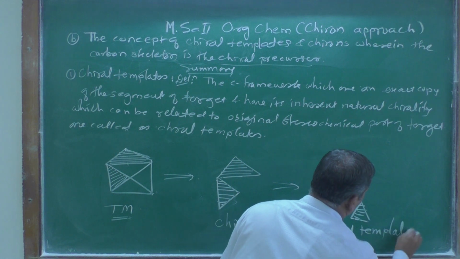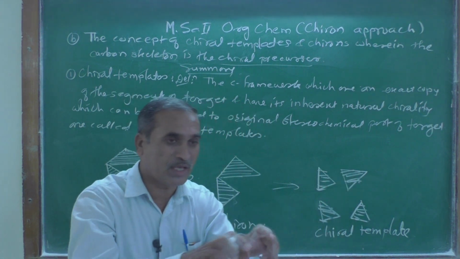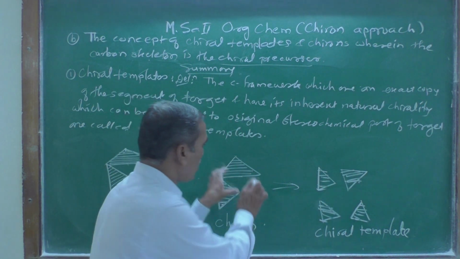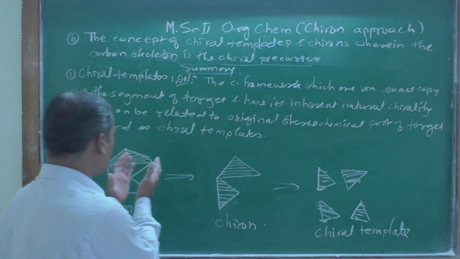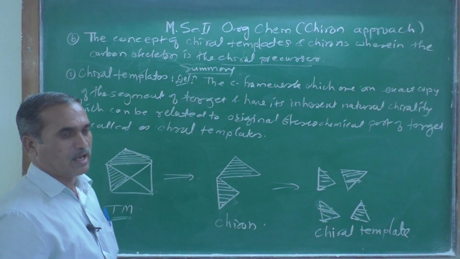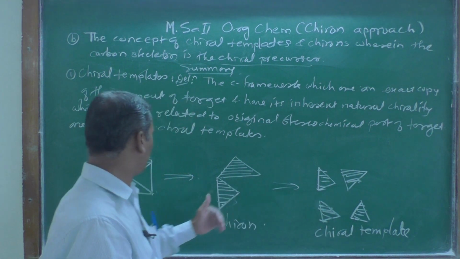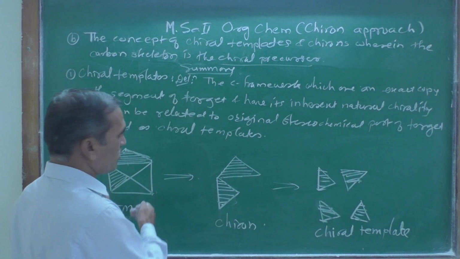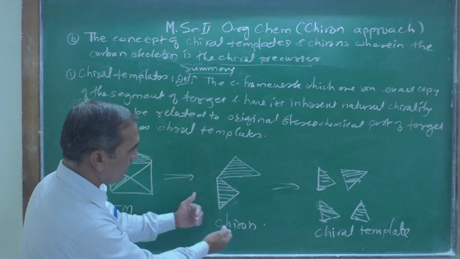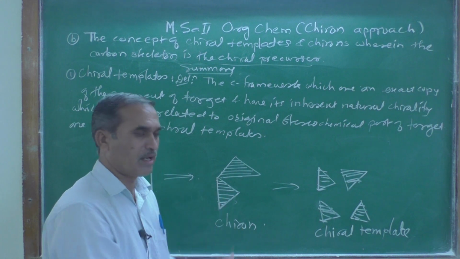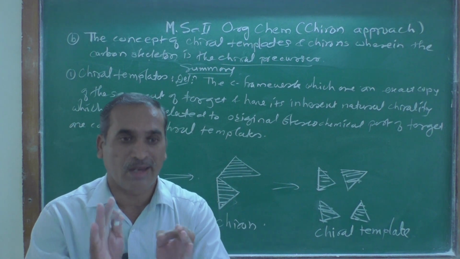Understood the meaning of that chiral template? Chiral template means, by joining properly, we can make this type of chirons. And once you get a chiron, we can easily convert that chiron into the target molecule. This is a simple representation of how we can make the chiral molecule via a chiron. Chiron is the intermediate, and the chiral templates are the chiral precursors.